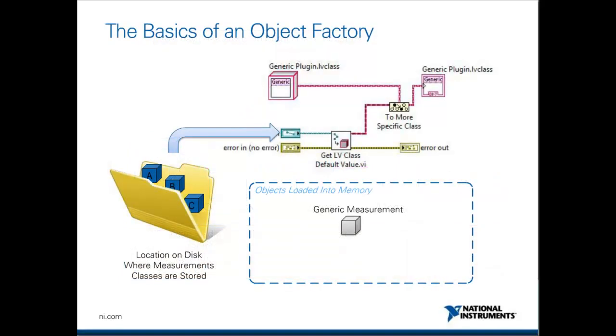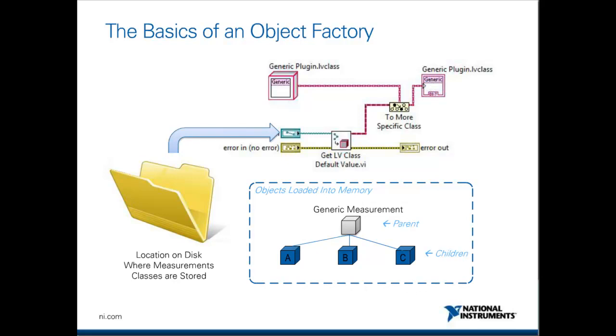It's actually a very simple pattern. In fact, we're showing the core of the code to implement a factory pattern. The Get LabVIEW Class Default Value is pointed at a location on disk and loads a new object into memory. Now, you do at edit time need to tell the compiler what type of object to expect in order to utilize the interface for that particular object.